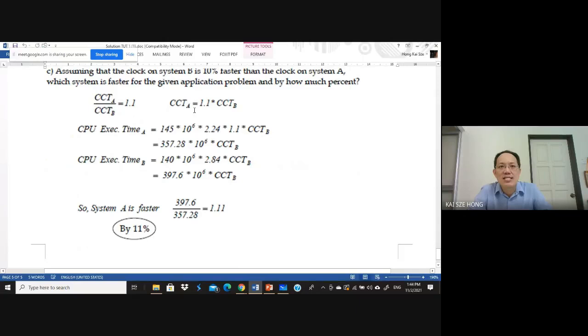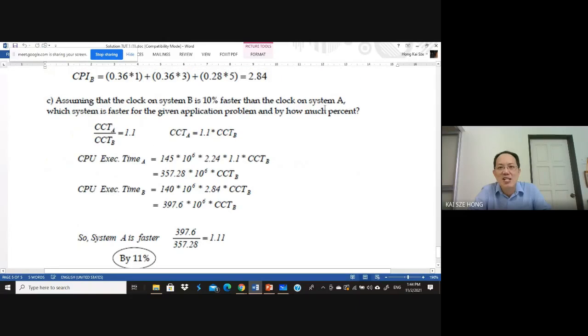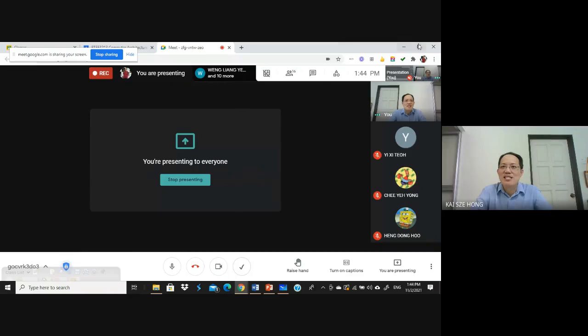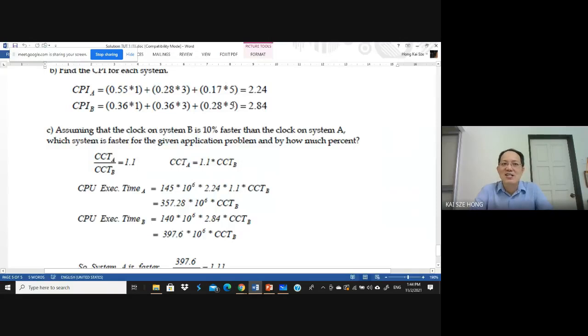Assuming that the clock on system B is 10% faster than the clock on system A. So you have system B and it is 10% faster. What does it mean? The clock is faster for B. So which system is faster now? For the question here, which one is faster? This one is too simple. So system A is faster, right? Because it has 2.24, but system B takes 2.84 per instruction.